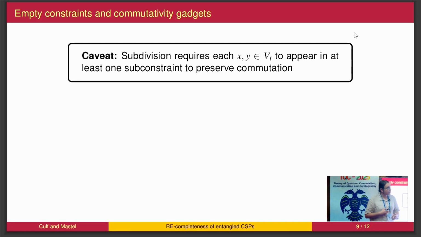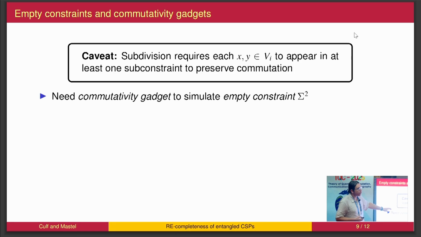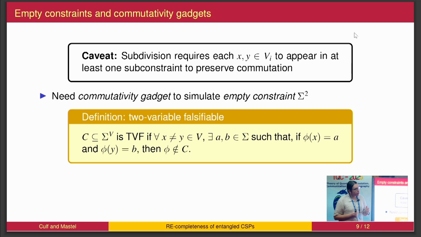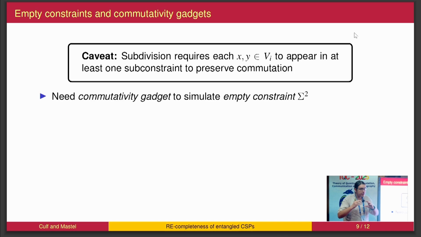A naive way to do that is to add so-called empty constraints that don't actually constrain the variables at all. They just make sure that the players can measure their assignments to the variables simultaneously. But that's not nice, because empty constraints don't belong to the CSPs we're interested in. So we want to get rid of them somehow. What we do is we construct something called a commutativity gadget, which is a specific small constraint system that allows this empty constraint to be simulated by forcing the variables to commute while not putting any additional constraints on them.